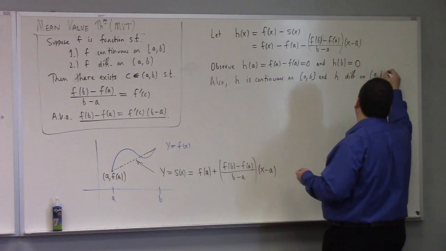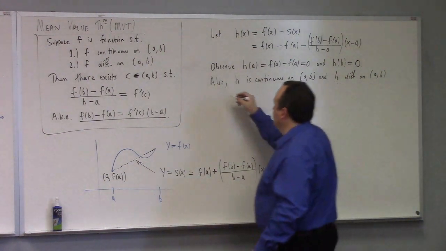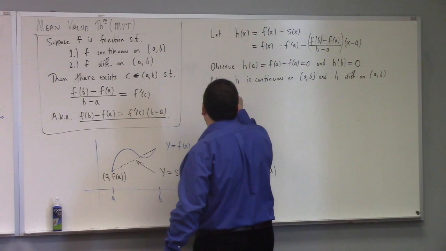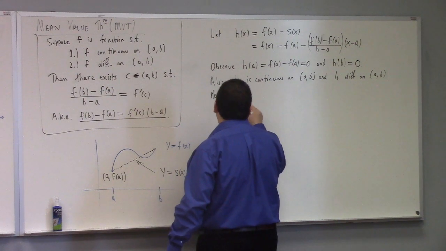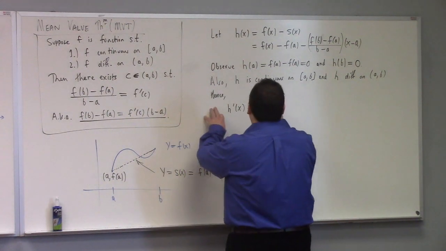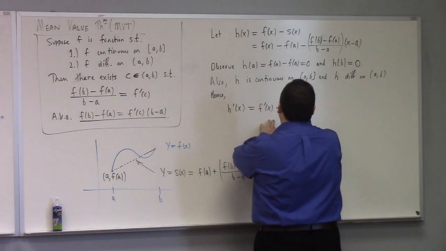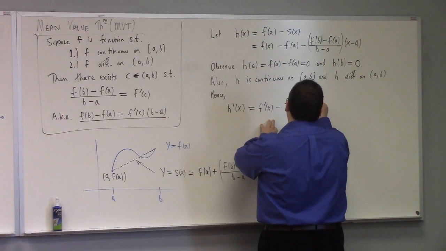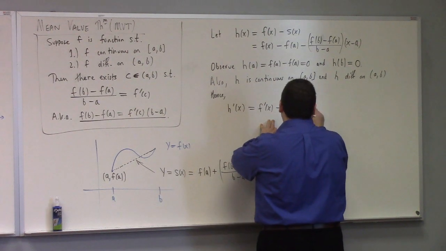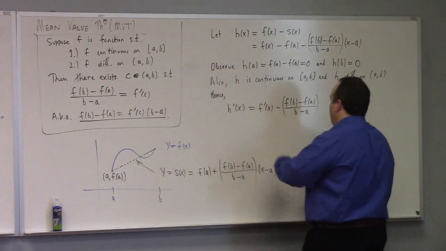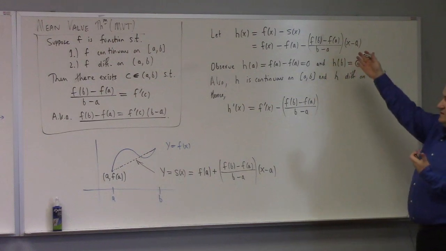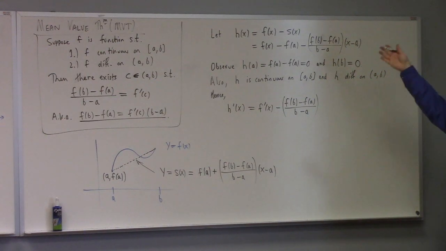What does that mean? Hence, H prime of x, which is equal to what, by the way? H prime of x is literally equal to F prime of x minus F of B minus F of A over B minus A. Do you guys see that? When I differentiate the formula for H, I get the derivative of F minus the slope of the secant line, which is namely F of B minus F of A over B minus A, right?